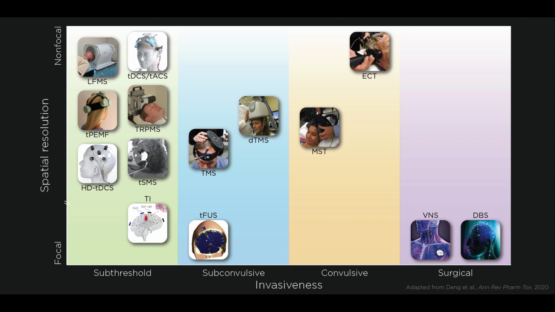Finally, we come to the subthreshold techniques. These are techniques that deliver very weak electrical or magnetic stimulation to the brain. It is subthreshold, meaning it is sub-action potential threshold. They do not induce action potentials in the neurons. And some of these techniques include transcranial direct current stimulation or alternating current stimulation, and the low field magnetic stimulation and transcranial pulse electromagnetic field stimulation.